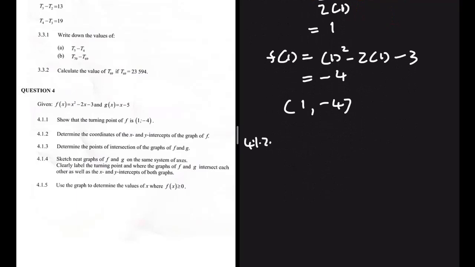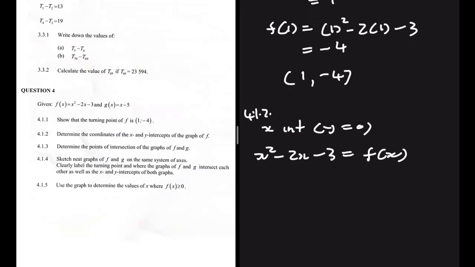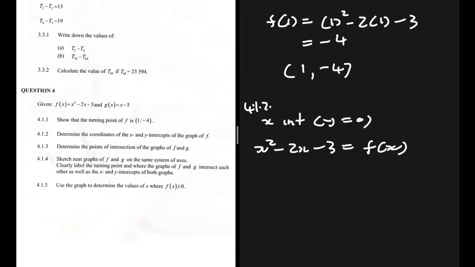4.1.2. Determine the coordinates of the x and y intercepts of the graph of f. Right, so let's start with the x-intercept. As soon as you hear x-intercept, you should be thinking y is equal to 0. We have said that x squared minus 2x minus 3 is equal to f of x, right? That is our function. Now we let y be equal to 0 in order to find our x-intercept. So we're going to have x squared minus 2x minus 3 being equal to 0.